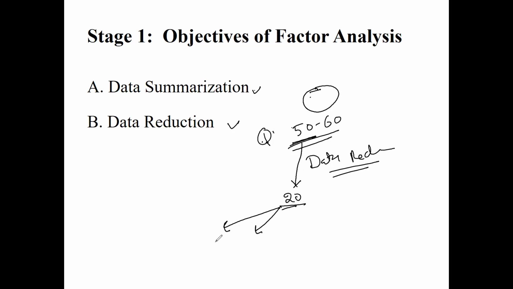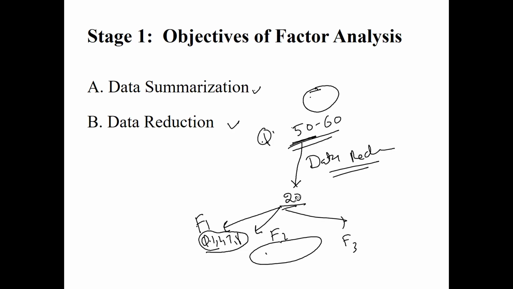For example, question number 1, 2, 7, 8, all are same nature of questions. So we will summarize, we will give the name of this factor. This is factor 1, factor 2. So here we are clubbing 4 or 5 questions. The condition is minimum 3 questions should be there in a particular group. Then F3. So we divide 20 questions into 4 or 5 categories. And then we will give the name of these factors, factor 1, factor 2, factor 3, and so on.